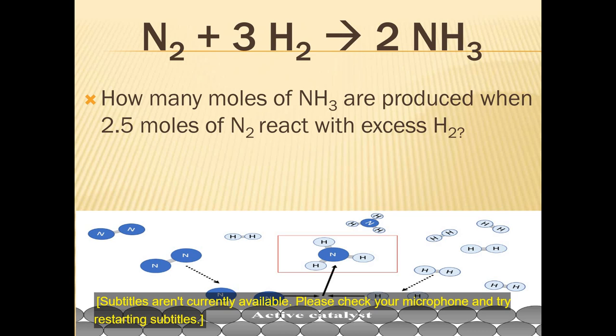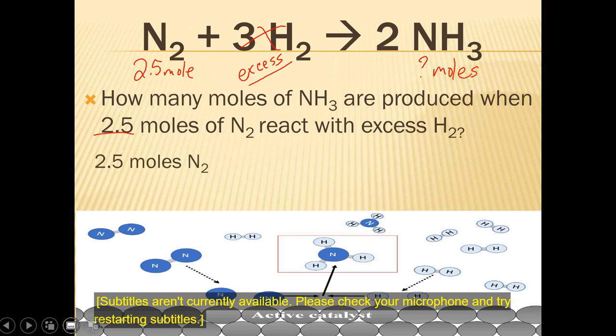Okay, so how many moles of ammonia are produced when I have 2.5 moles? So I'm starting with 2.5 moles of nitrogen. And I have excess, meaning I have lots and lots of hydrogen, so I don't need to worry about this. How many of these am I going to get?